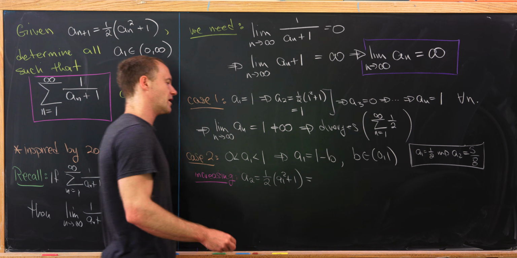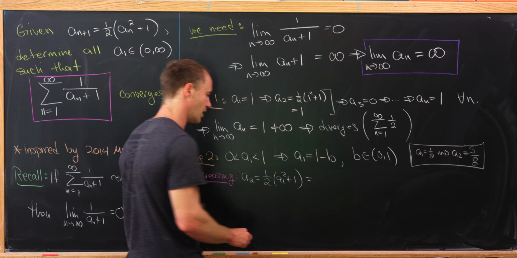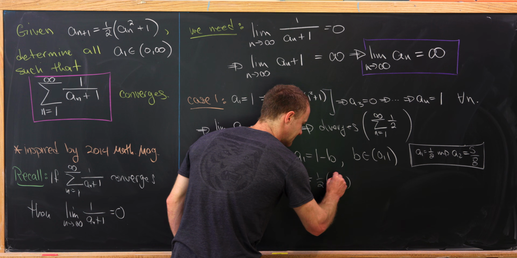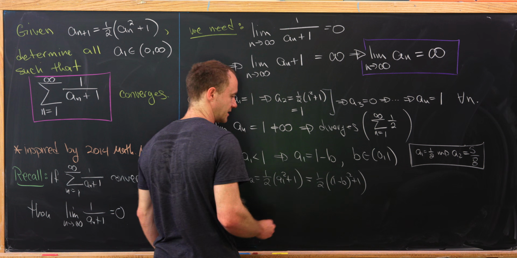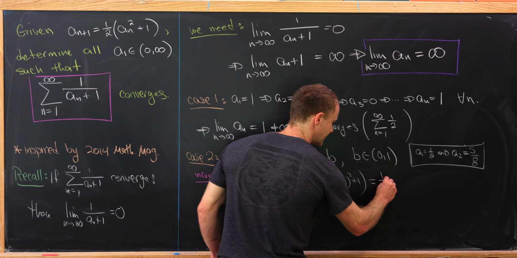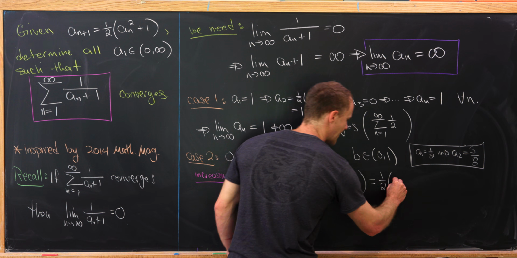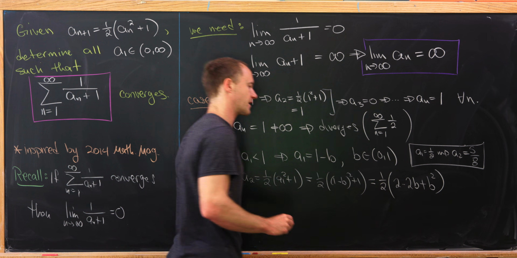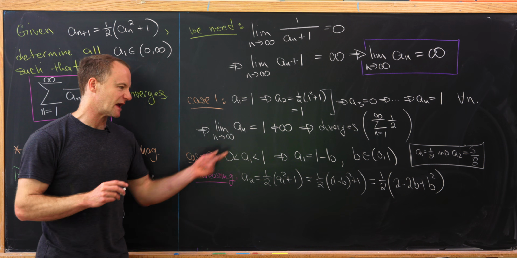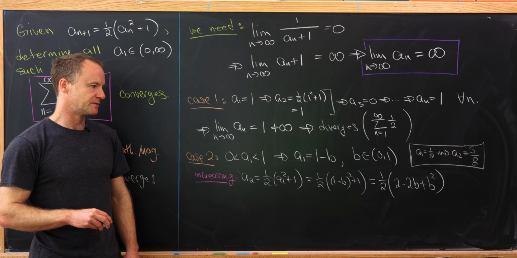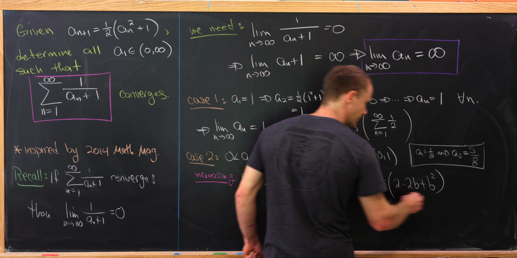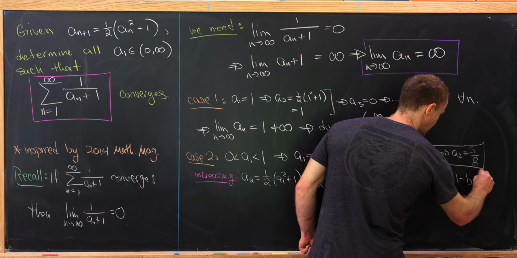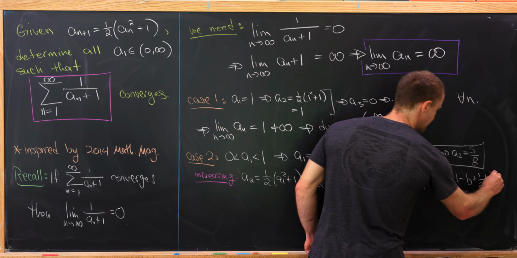But now we can plug 1 minus b in for a1. That leaves us with 1/2, and then we'll have (1 minus b) quantity squared plus 1. Multiplying that out, we get something pretty interesting. We'll have 1/2 times (2 minus 2b plus b squared). So I expanded that and combined like terms. But now distributing the half through, you'll see that we get what? It'll be 1 minus b plus 1/2 b squared.